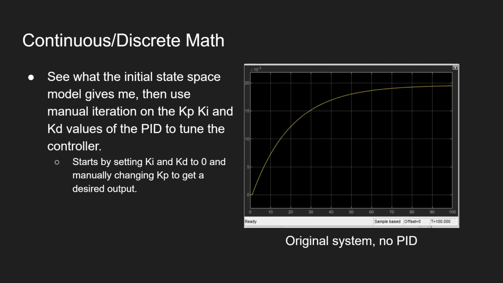Now, regarding the actual math and the testing of this, the best way to do this would be seeing what the initial state space model gives, and then using manual iterations on KP, KI, and KD values of the PID to tune the controller.